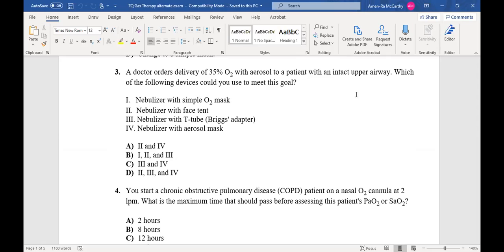Don't forget to use process of elimination if you can. The doctor ordered 35%. In your mind, you automatically say, okay, that's a high flow device. I can't give an accurate FiO2 with a low flow device. If she said I want 35, you've got to give 35, right? And the simple O2 mask, what type of device is that? Low flow. So that's out. And they have an intact upper airway, so the T-tube is out. So that only leaves face tent and aerosol mask.